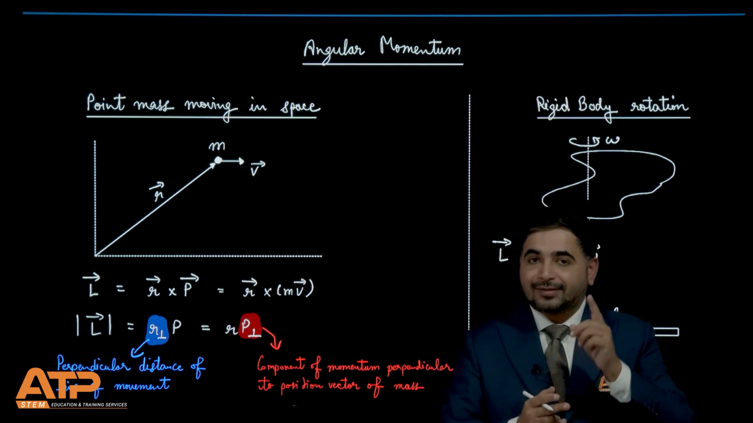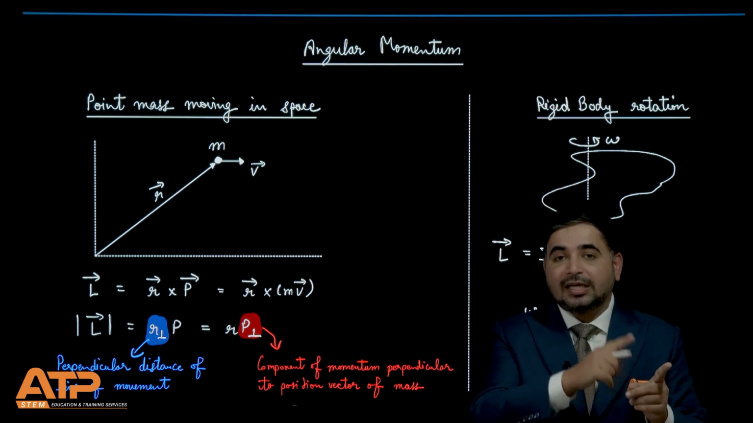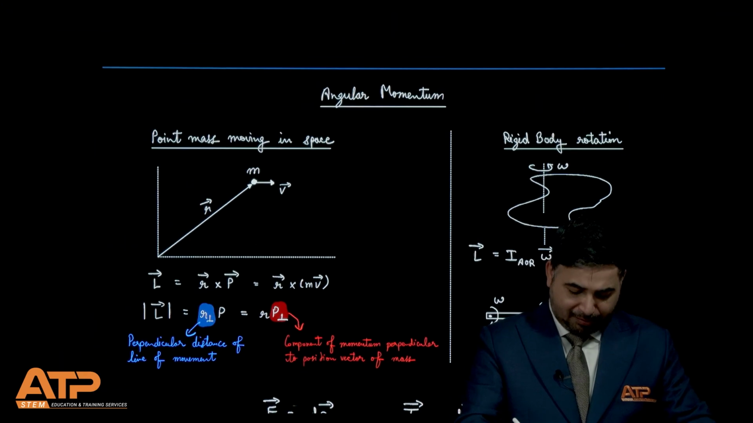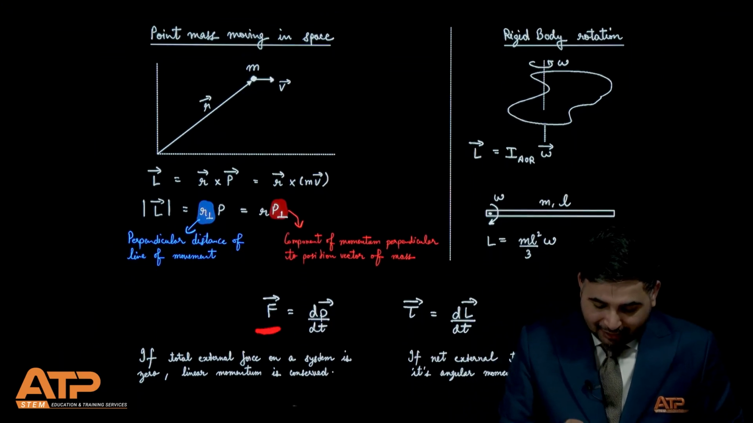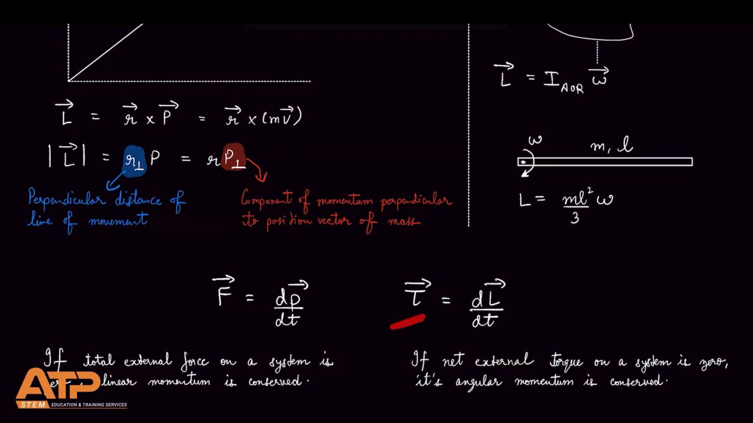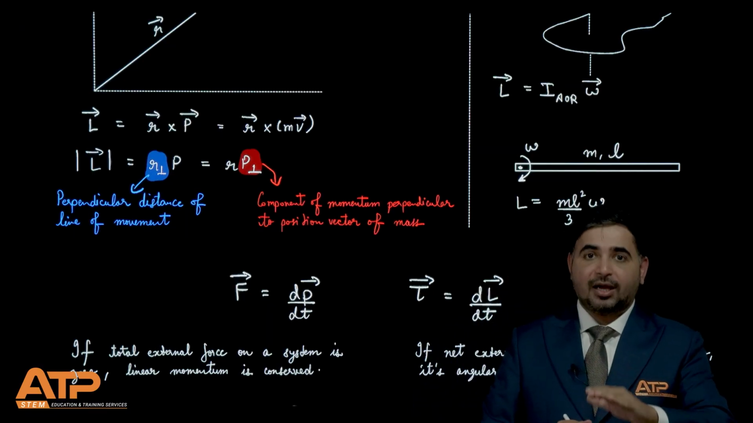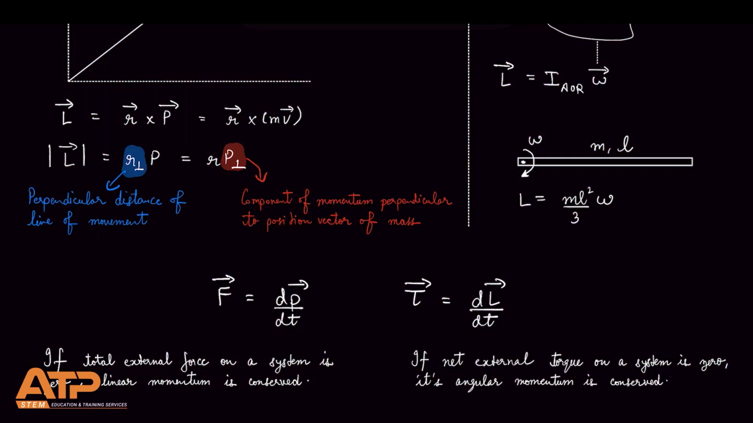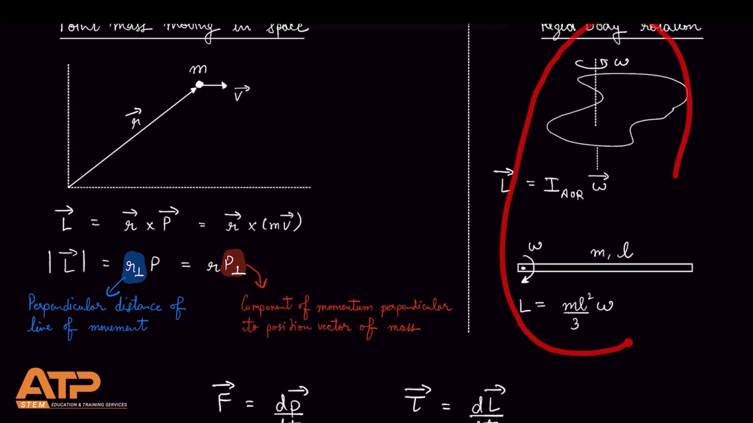In rotation, the same thing changes to torque being rate of change of angular momentum. Just like we had F equal to delta P by delta T or dP by dt, torque is equal to dL by dt. So if total external force on the system is 0, linear momentum is conserved. Just like that, if net external torque on a system is 0, angular momentum is also conserved. Most of the questions on angular momentum in your exam are going to be about conservation of angular momentum, and they will mostly be about rigid body rotation.